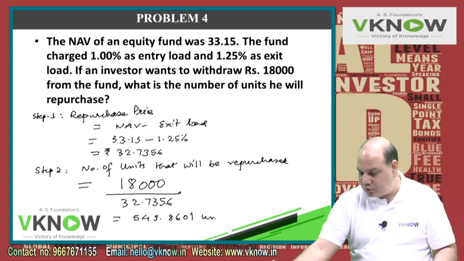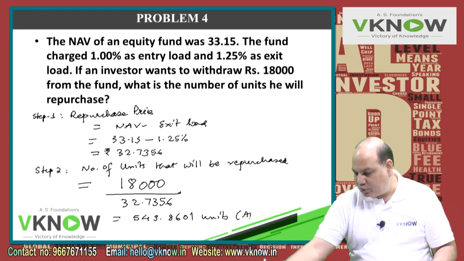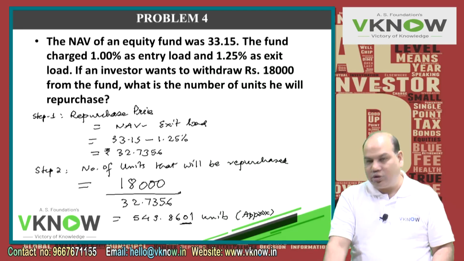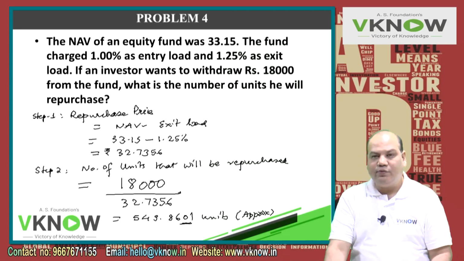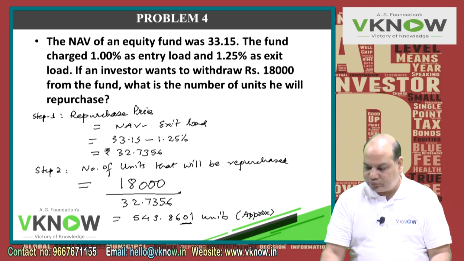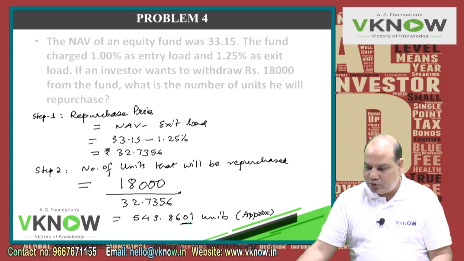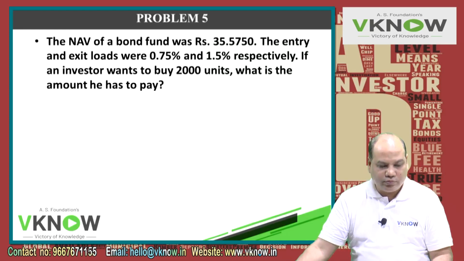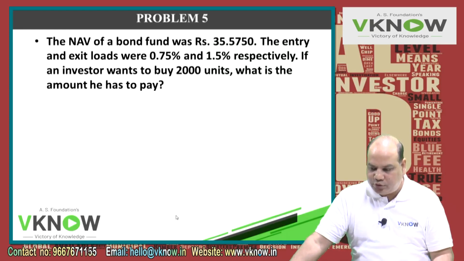So are you getting around 549.8601 units? You can write approximately because of some difference in the last 2 or 3 digits, but it's approximately 549.8601 units. Come to next question. Question number 5.